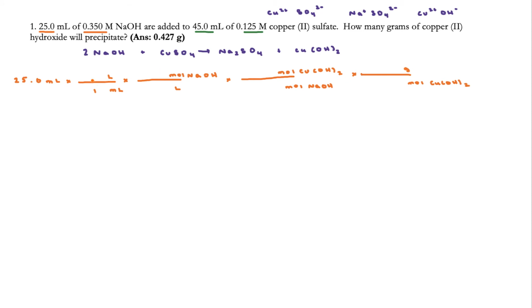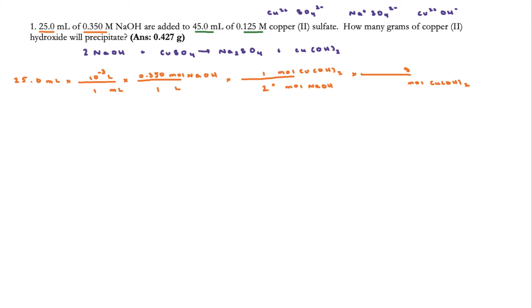So I know 1 milliliter has a volume of 10 to the -3 liters. If you just wanted to do this part in your head, that's totally fine. I know that the concentration of sodium hydroxide is 0.350 moles for every 1 liter. The mole to mole ratio I get from my balanced reaction: the coefficient in front of copper hydroxide is a 1, in front of sodium hydroxide is a 2, and then I need to calculate my molar mass of copper hydroxide here.